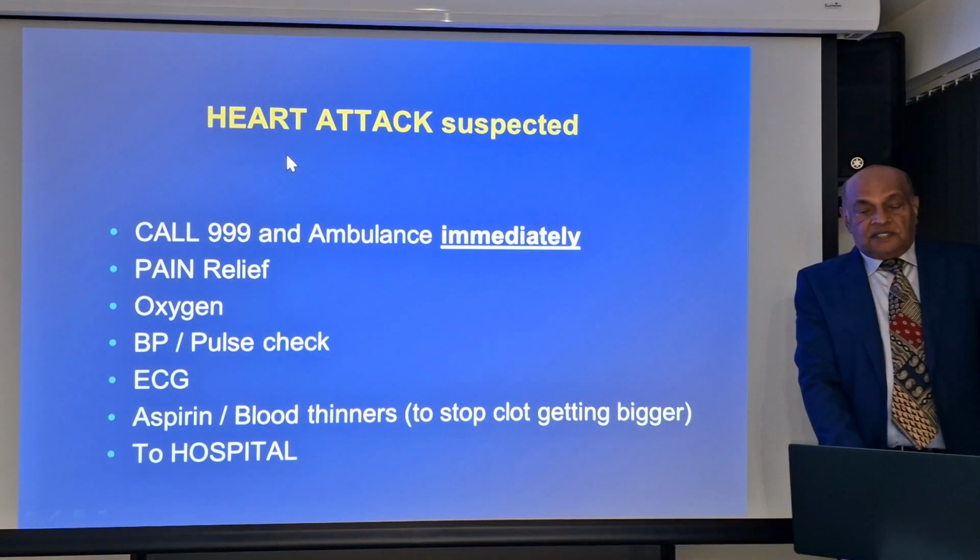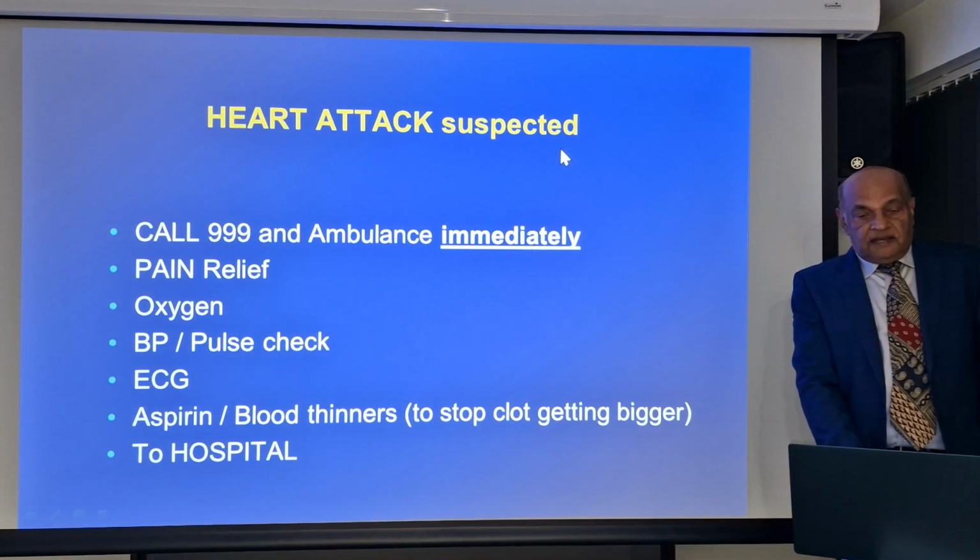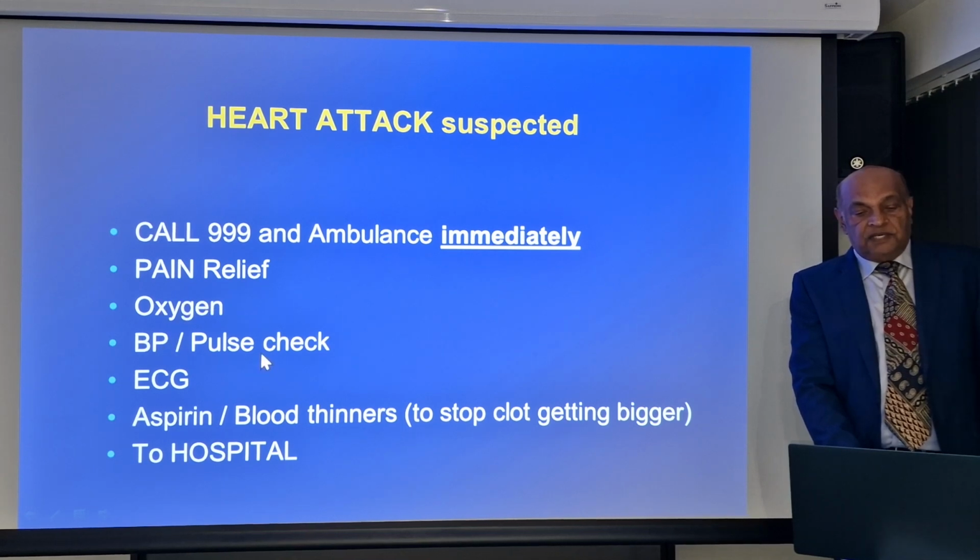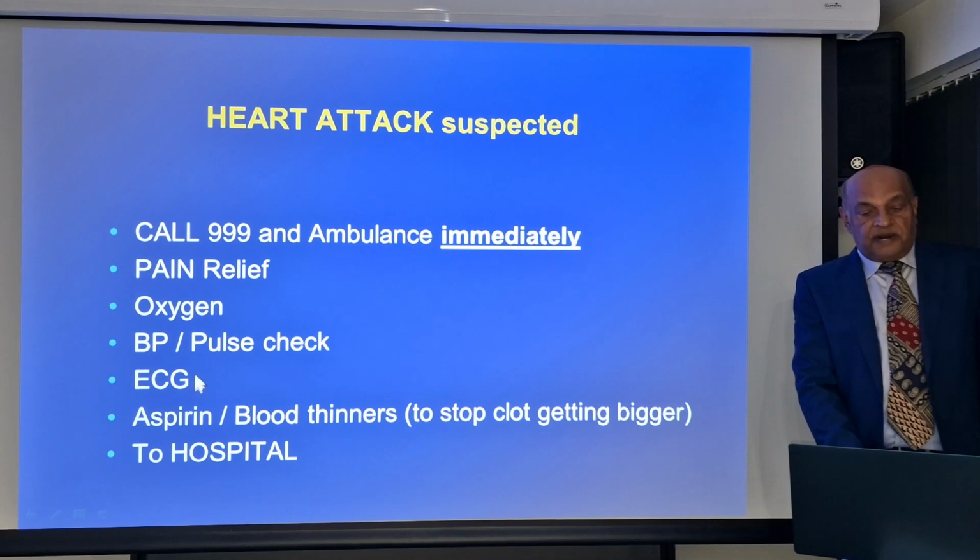So if one suspects a heart attack, you have to call 999 and an ambulance immediately. That is very, very important. When the paramedical staff come, they will provide pain relief, they will give oxygen to the patient, they will check blood pressure and pulse for the patient, and most importantly, they would do an electrocardiogram or ECG, which is basically putting wires across the chest.